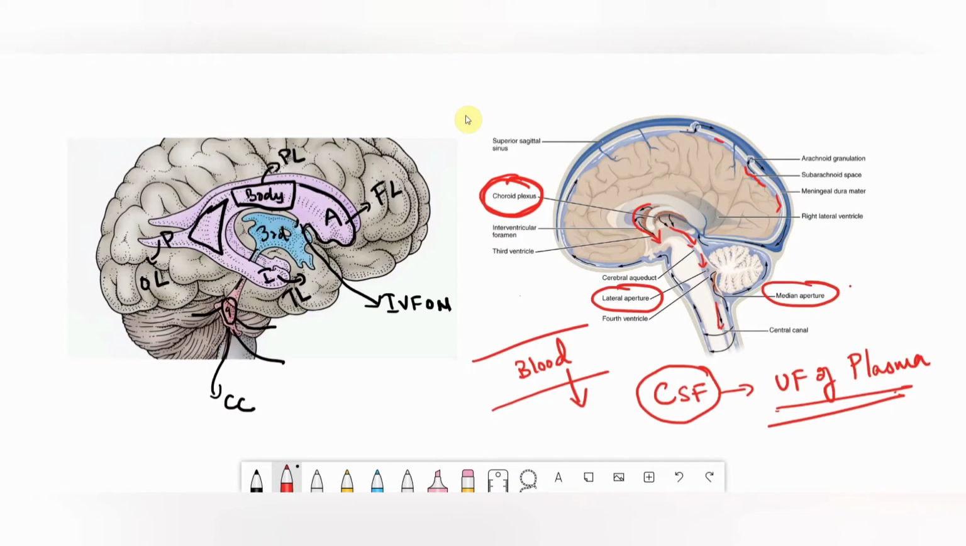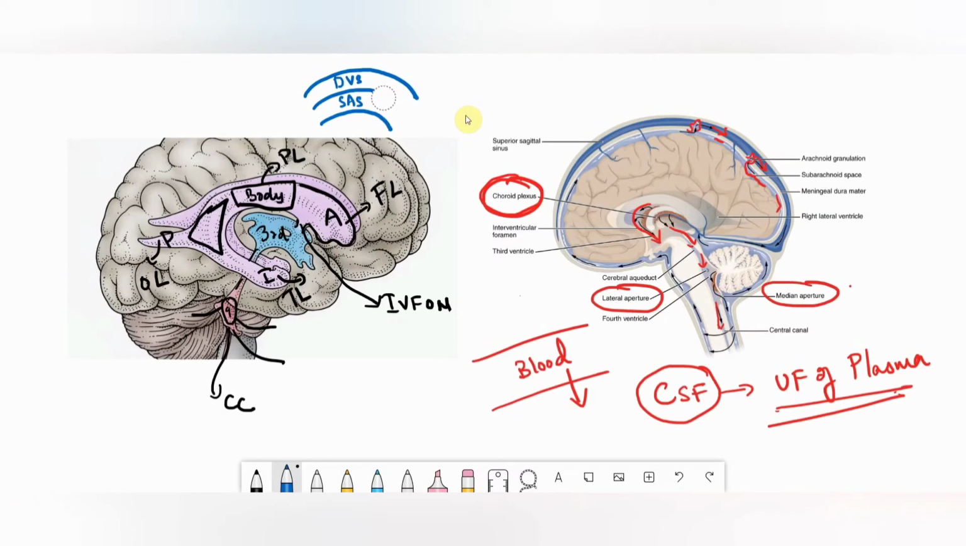The subarachnoid space has these granulations that pop out of its surface, and these granulations basically allow the excess cerebrospinal fluid within the subarachnoid space to drain back into the main systemic circulation through the dural venous sinuses. If I have to draw that for you, it would look something like this. So you have the dural venous sinuses and the subarachnoid space. This is your dural venous sinus and this is your subarachnoid space.